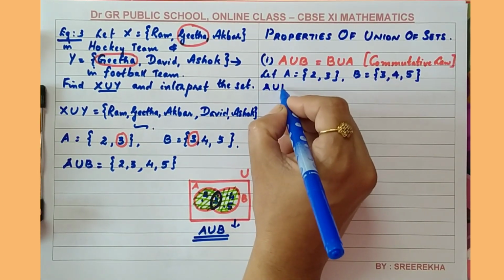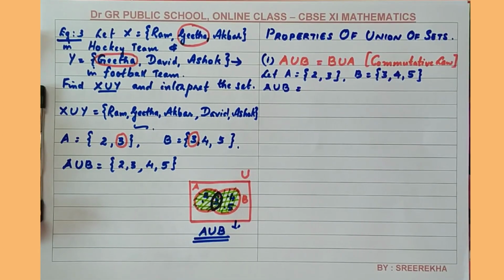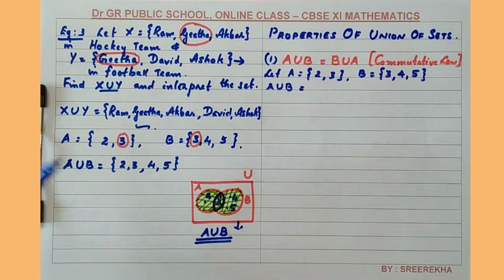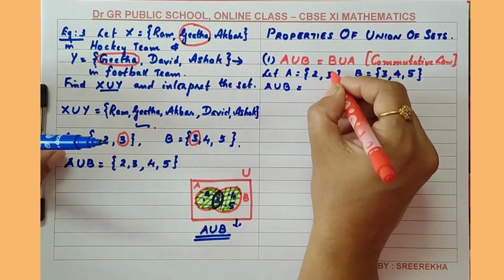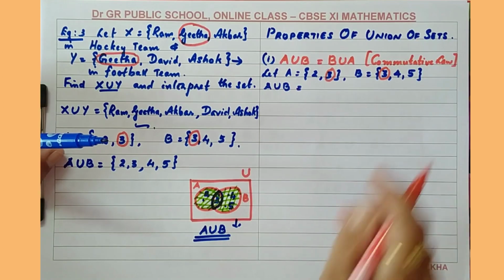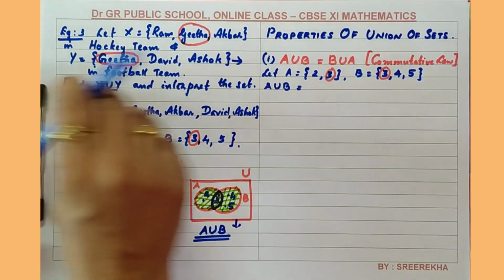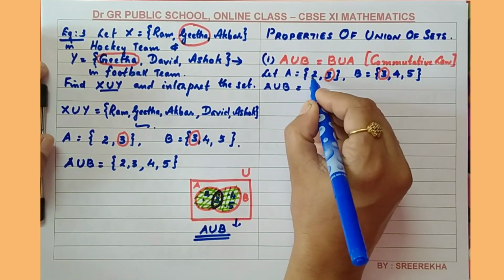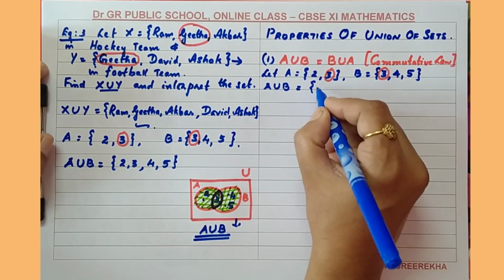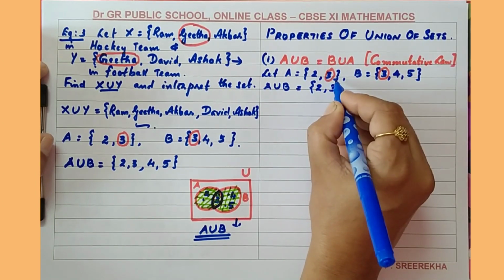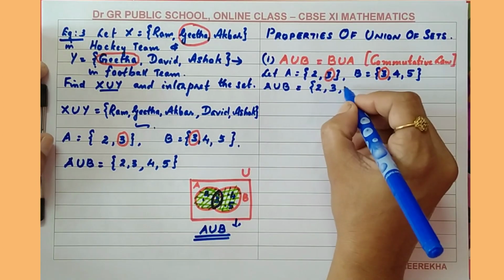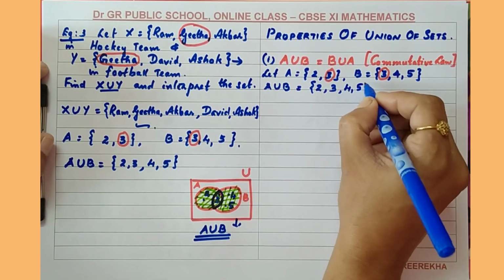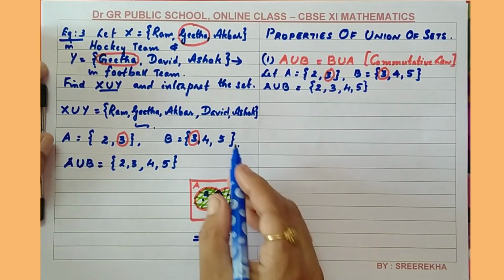What about A union B? For A union B, you need to find the common elements between A and B. The common element between A and B is 3, which you need to write only once. A union B equals the set which consists of all the elements of A, which you need to write first, 2 and 3, then the elements of B without writing the repeated element. This is A union B.